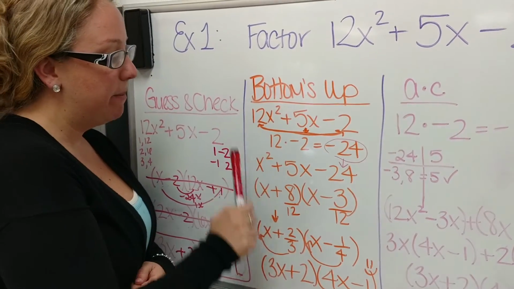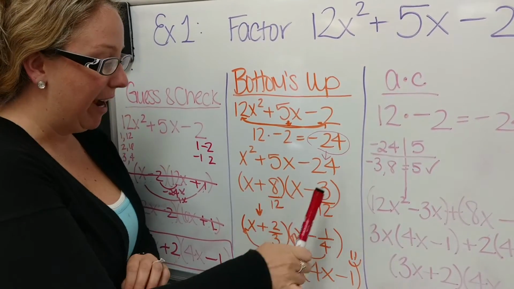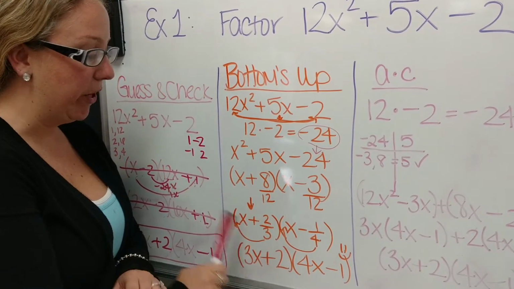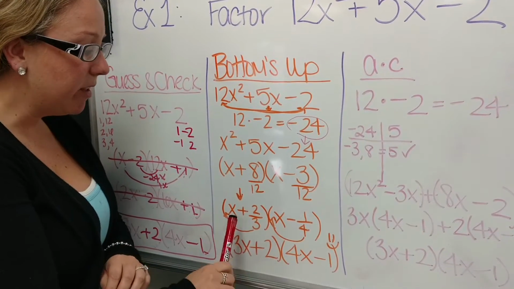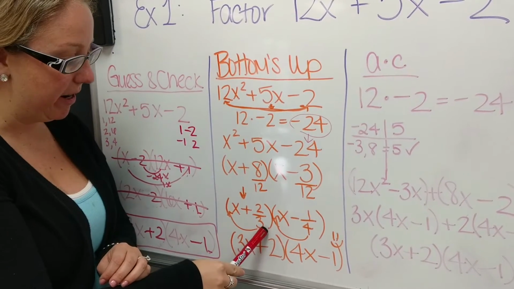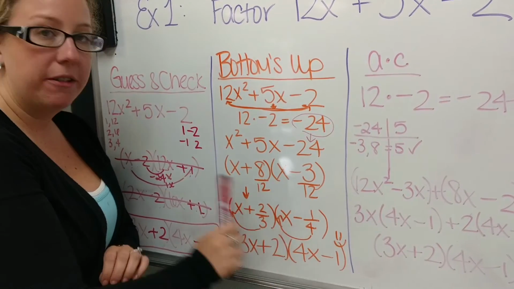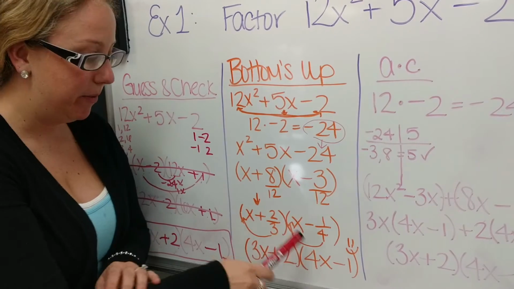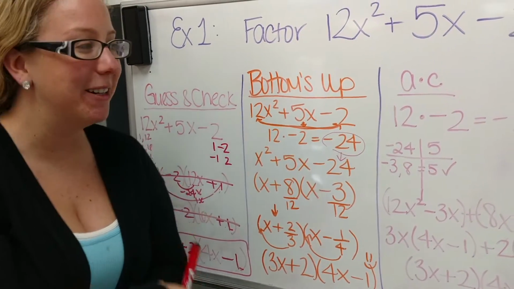Then you want to divide by your a term, so dividing both of them by this 12, and simplify your fractions. So x plus 8 over 12 simplifies to x plus 2/3, and x minus 3 over 12 simplifies to x minus 1/4. From there, you do bottoms up. So you take the bottom of your fraction, the denominator, and you move it up into the front of this x, and the denominator here up to the front of that x. So you get 3x plus 2 and 4x minus 1, which is what we got here. Same answer, because it'll be the same answer every time you factor.